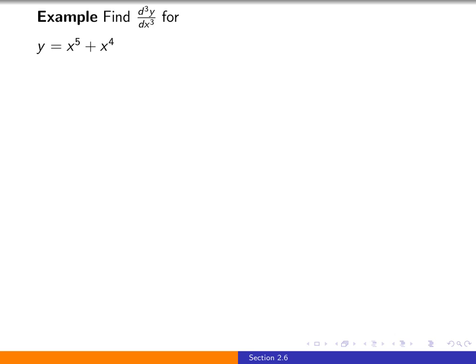So let's go ahead and find the third derivative for the function given below. If we can differentiate it once, we might as well be able to play that same game over multiple times to find more than one derivative. So the first derivative, I'll say y prime, by the power rule, is 5x to the fourth plus 4x cubed.